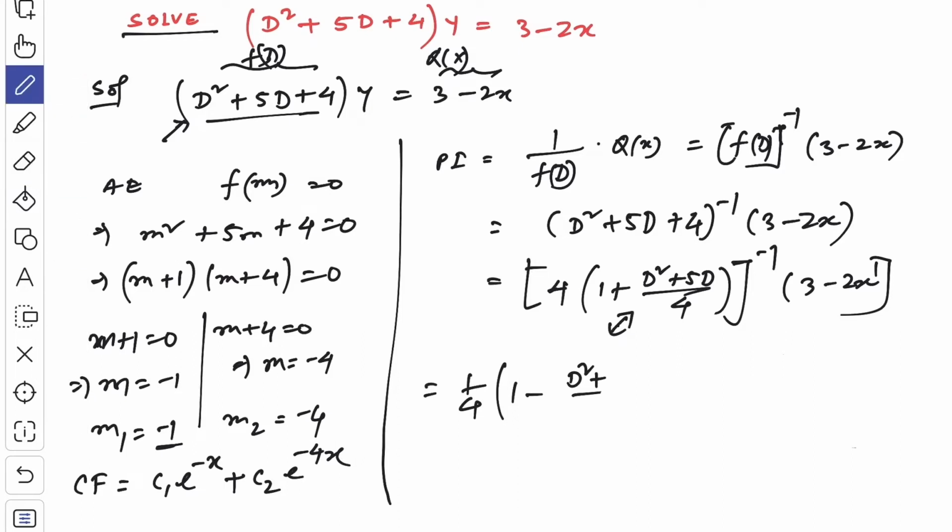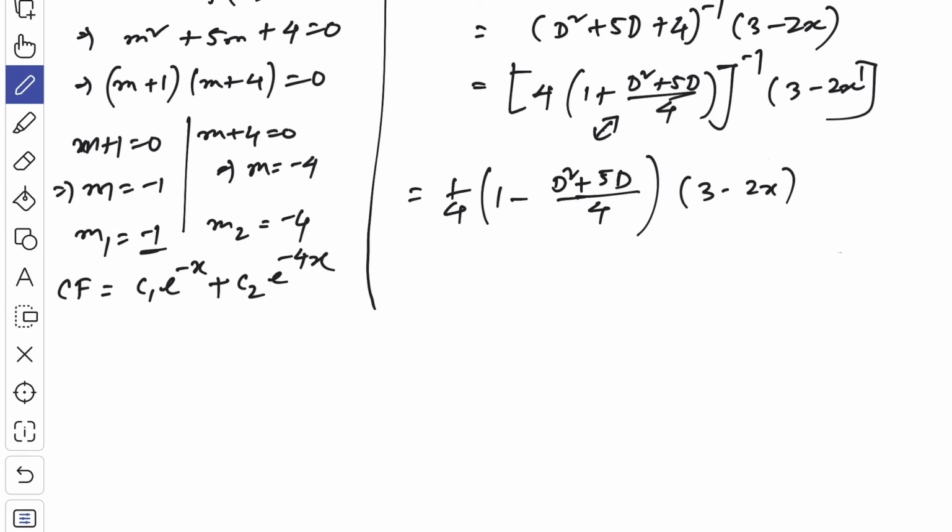Now you see what we have taken, only the first two terms after expansion: 5D by 4 into 3 minus twice x. So here also this D square term can be ignored. Let me scroll down the page. Okay, so we can take only 1 by 4, 1 into this one will be twice, 3 minus twice x.